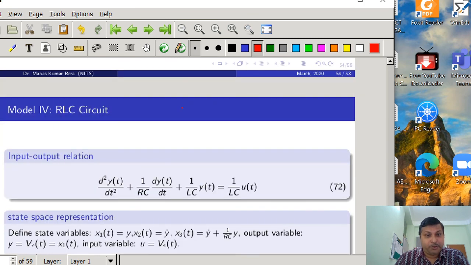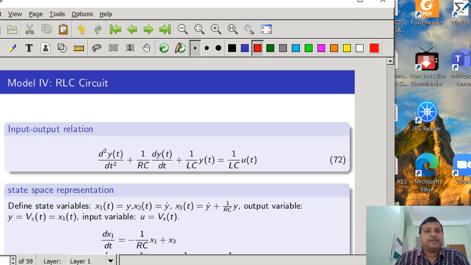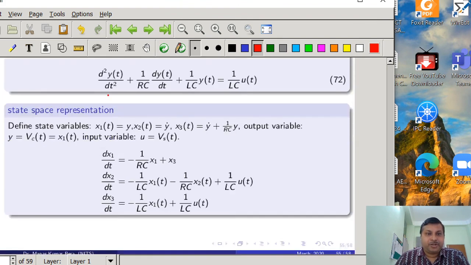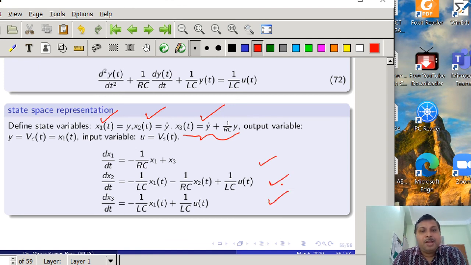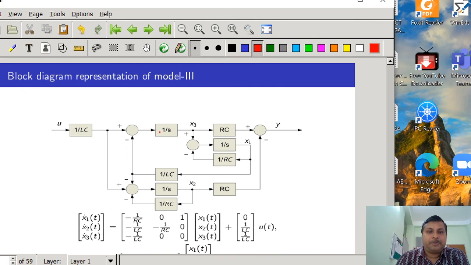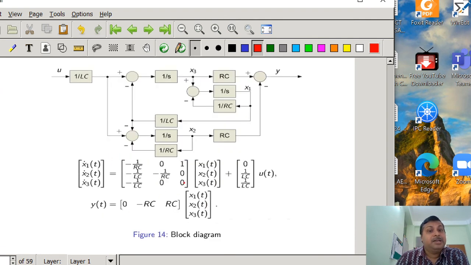Now I am going to show you what model 4 will be for the same RLC circuit. So, the same differential equation. Now the state variables are x1(t) equal to y, x2(t) equal to y dot, and x3 equal to y dot plus 1/RC into y. So now a dummy state variable has been appended to the state variables x1(t) and x2(t), and if you write x1 dot, x2 dot and x3 dot, the equations will be like this. Now if you represent the same differential equation, you get a block diagram representation like this, with a third order model.